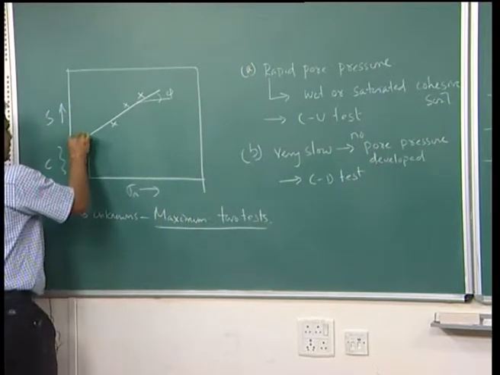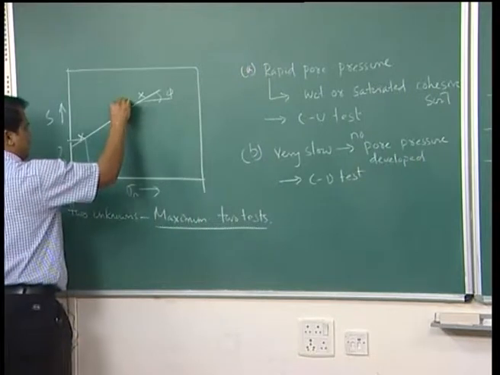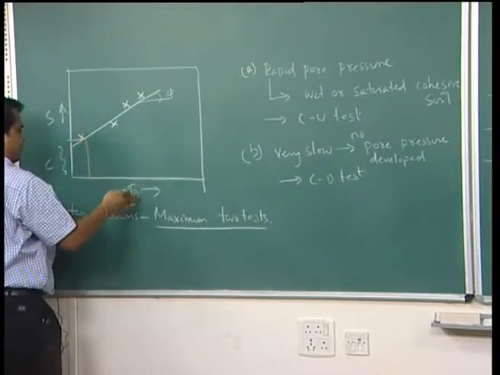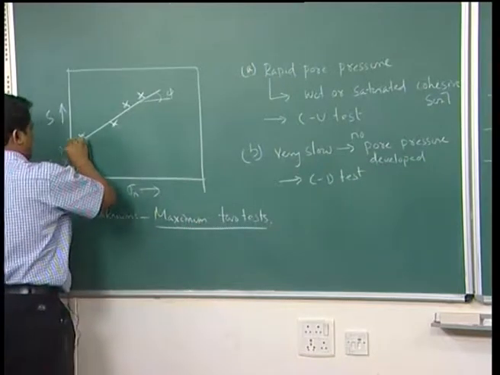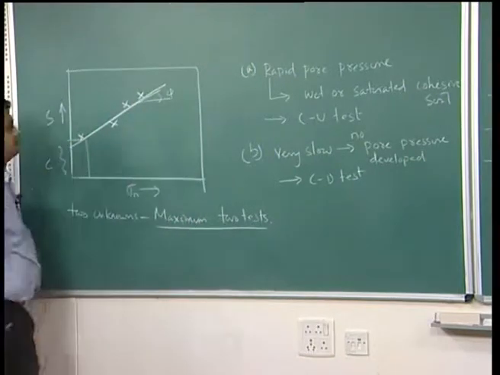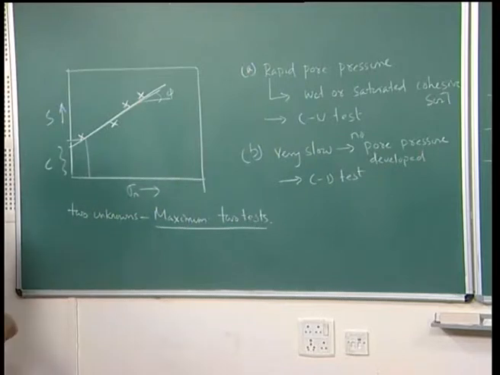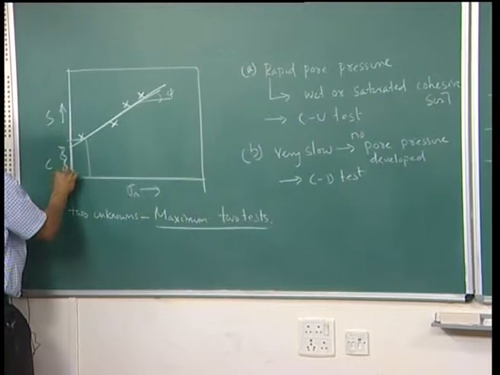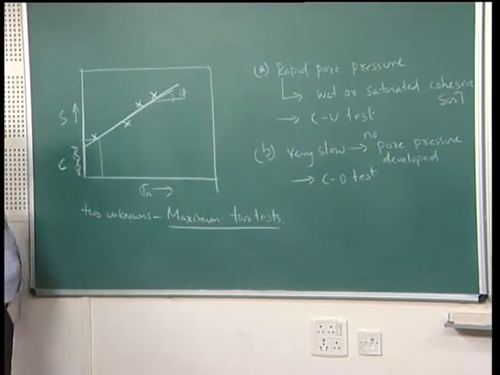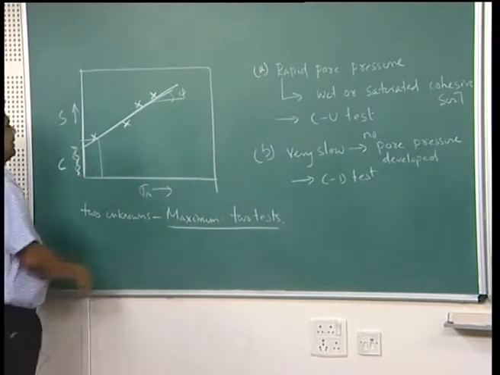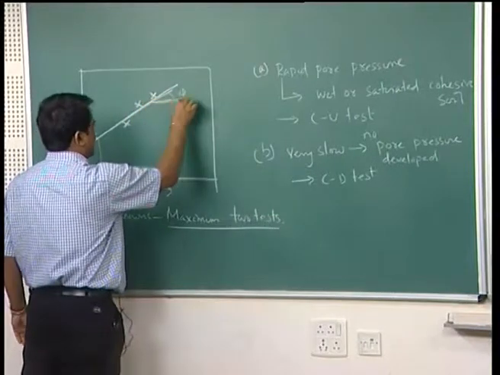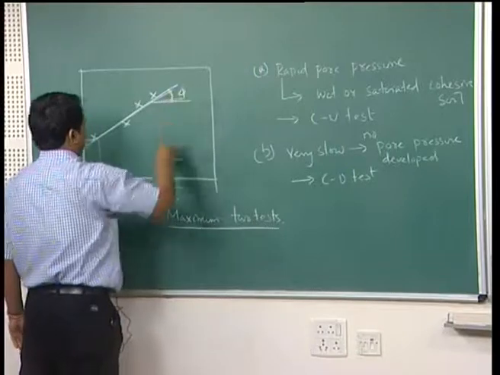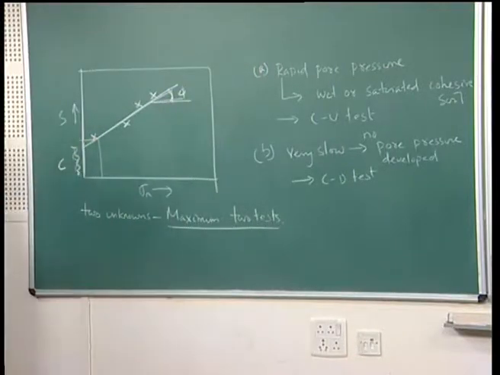So, for a particular normal load you will get one shear load, or lateral load, then you find the normal stress and shear stress, then you plot the graph. The intercept with your shear stress axis is called C, the unit cohesion, and the angle it makes with the normal stress axis is your phi. From there you will get C and phi.